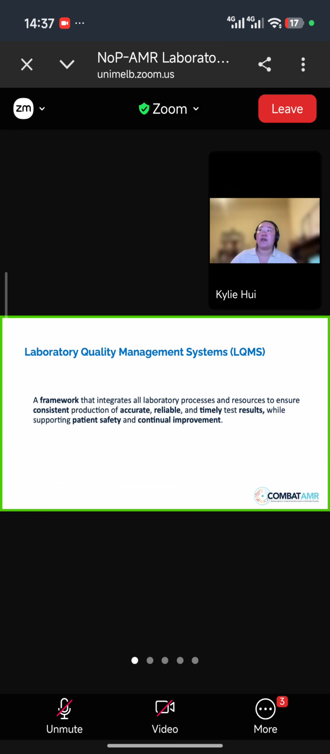So first we'll talk about quality management systems. How is this defined? We keep talking about LQMS. LQMS is a framework that integrates all the laboratory processes and resources to ensure that we have consistent production of accurate, reliable, and timely test results. We also want to support patient safety and continual improvements.